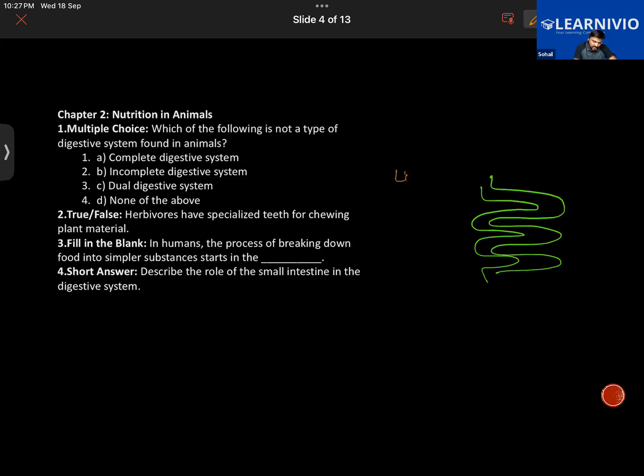The liver, which is in fact the largest gland in the body, secretes the bile juice. Where is bile juice stored, Priyanka? Where is it stored in the body?